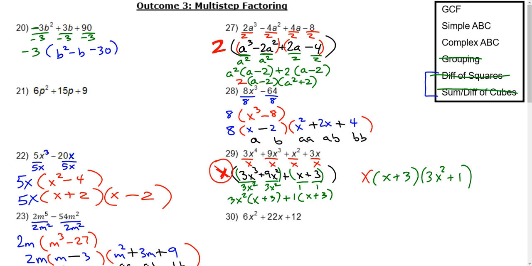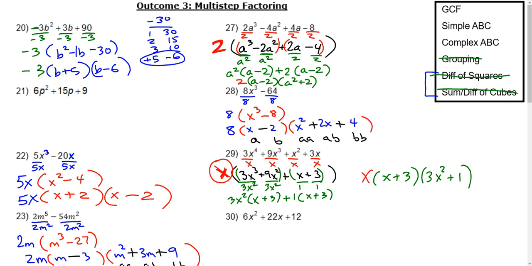So the problem in blue is now a simple ABC. Simple ABC, make the list. 1 and 30, 2 and 15, 3 and 10, 5 and 6. Try to make 1. So it's 5 and 6. That would be plus 5 minus 6. Simple ABC means go straight to the answer. B plus 5, B minus 6, and then put your GCF in the front. There's our answer.